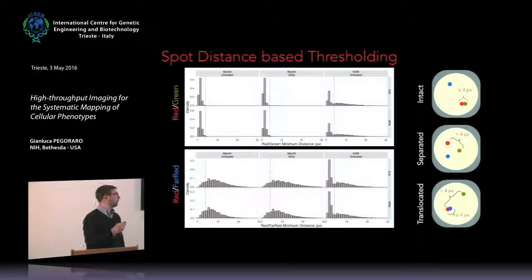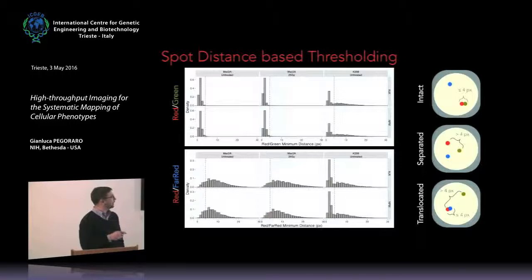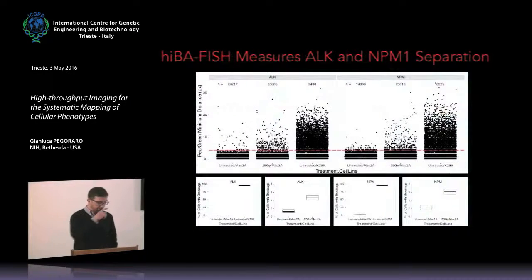And this was also true when looking at red-for-red distances, because you could see that in K299 cells there is a subpopulation of alleles that is not only close to the red spot and the blue spot, but is actually further away from the green spot. We could visualize all these events at the single allele level.